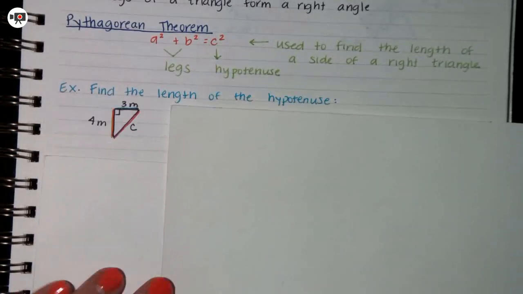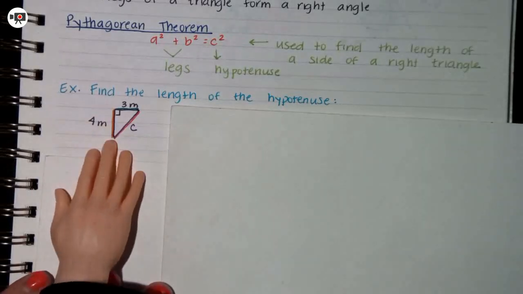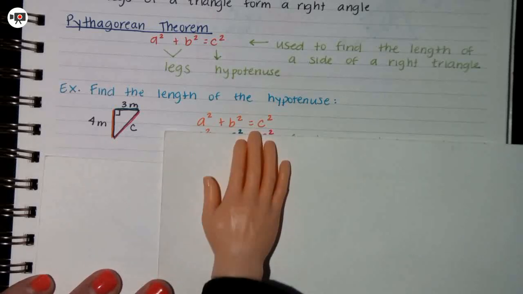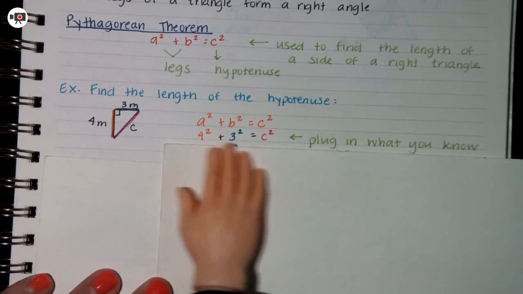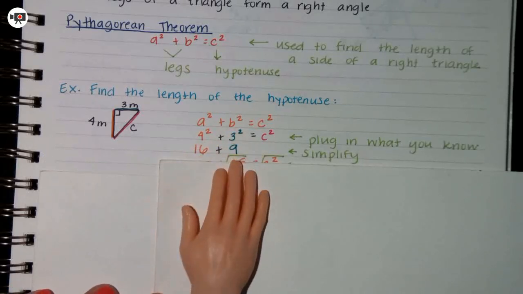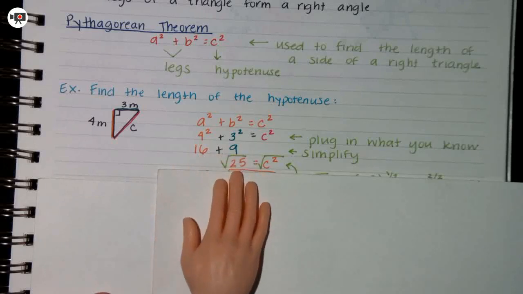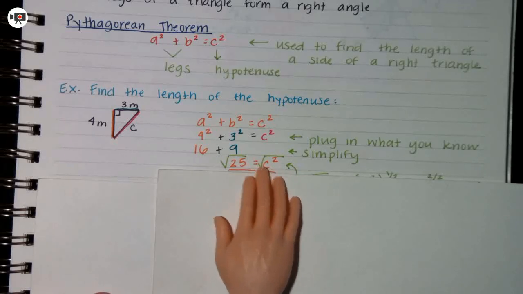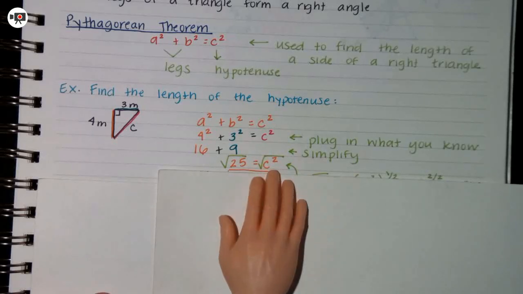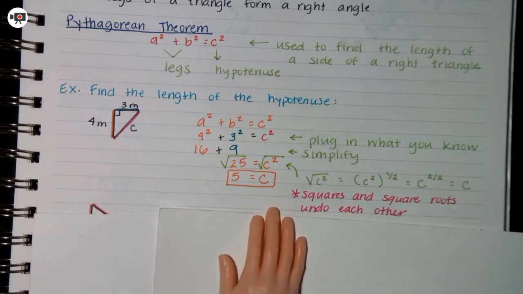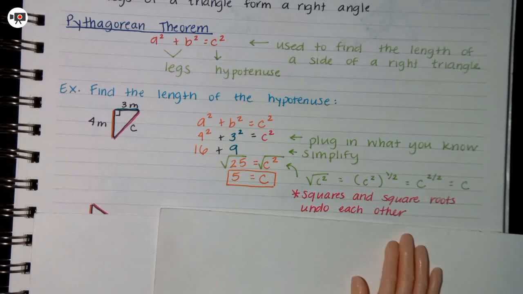So here I have my triangle, and I'm going to use 4 for A, 3 for B. So in a squared plus b squared equals c squared, I plug in what I know. 4 squared plus 3 squared equals c squared. 4 squared is 16, 3 squared is 9, 16 plus 9 is 25. Now 25 equals c squared. So to get just c, I have to take the square root of each side. What you do to one side, you have to do to the other. So 5 equals c. It's important to note that squares and square roots undo each other. They cancel each other out.